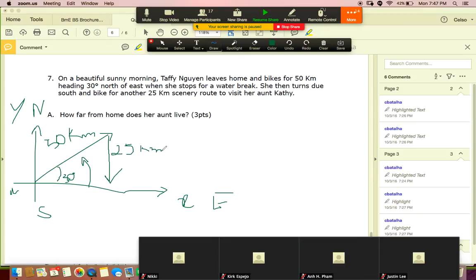How far from home does her aunt live? So if you call this vector A, and you call this 25 kilometers the B vector, you want to find the final displacement vector, D. So D is equal to the A vector plus the B vector.